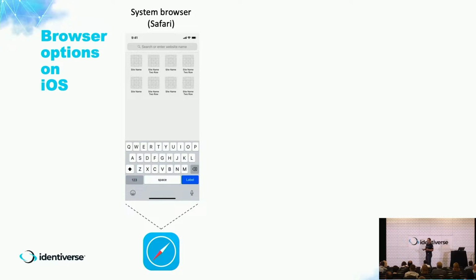On iOS, there is that Safari browser. We typically call it the system browser. And the system browser is a separate app. Just click that Safari icon, open it up. It functions as a separate app.